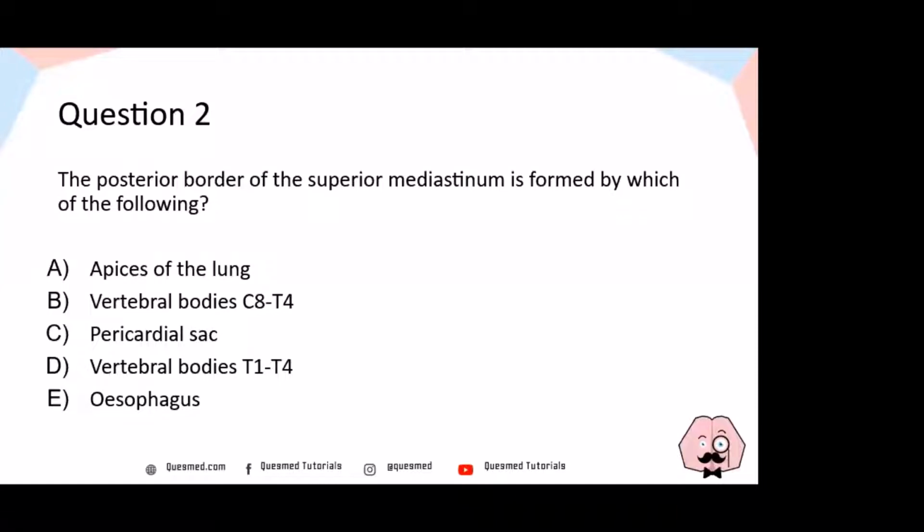Okay, so we've got 48% of you have gone with option D, vertebral bodies T1 to T4, and then 33% have gone with C8 to T4. So a little bit of a trick question here. So remember that there is no such thing as a C8 vertebral body. So there's a C8 nerve root, but there's only 7 cervical vertebral bodies. So the answer here is T1 to T4.